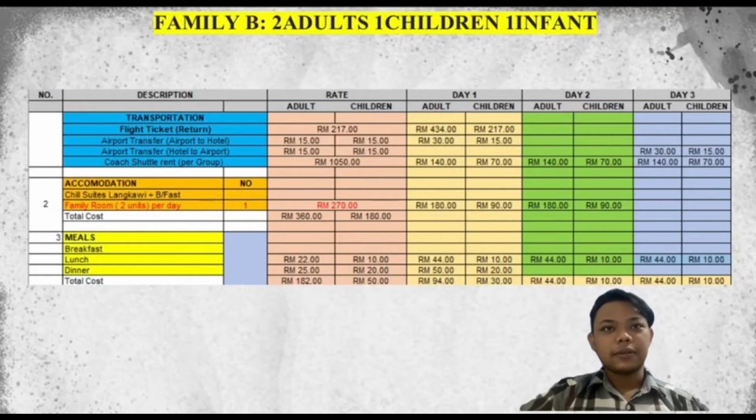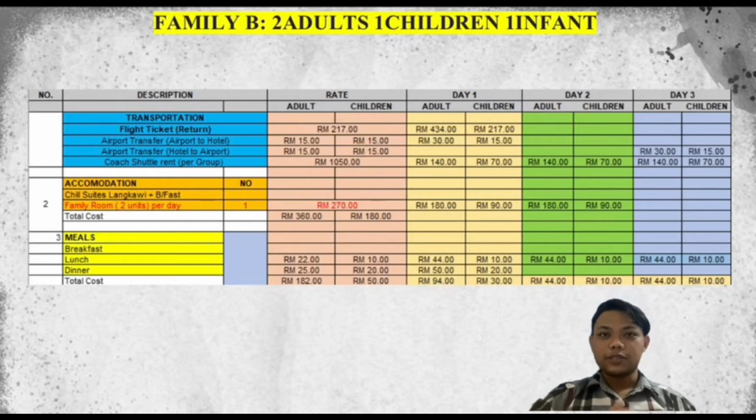Okay, next I will go to family B, which is 2 adults, 1 children and 1 infant. Firstly, I will go for the transportation. Rate for flight ticket return is 270 ringgit for both adult and children. For the day 1, for adult it will take 434 ringgit, and for the children it will take 217 ringgit. For the airport transfer, airport to hotel, both of it will take 15 ringgit.